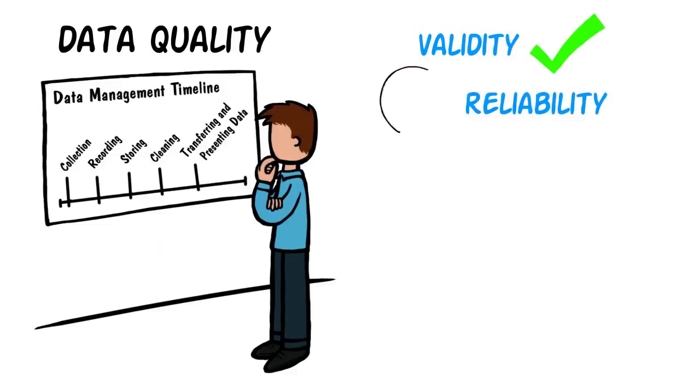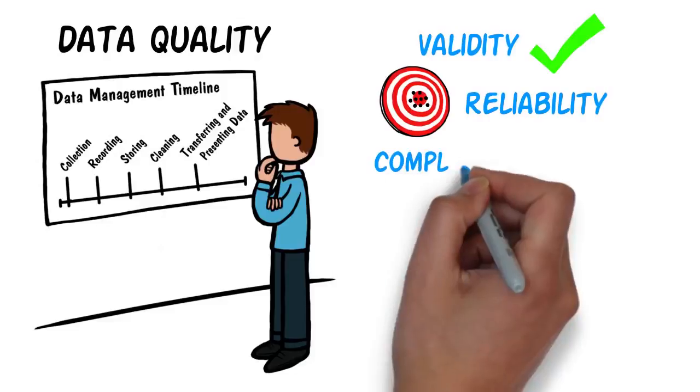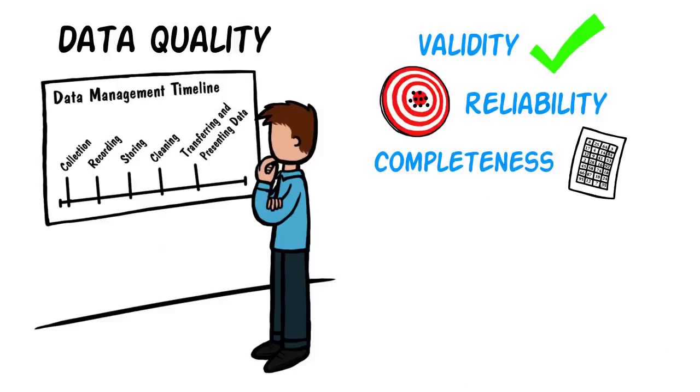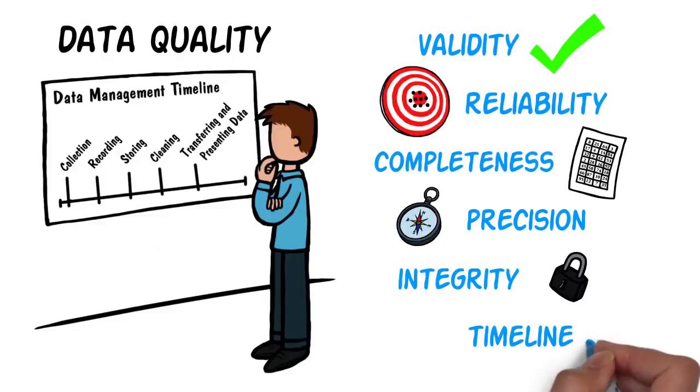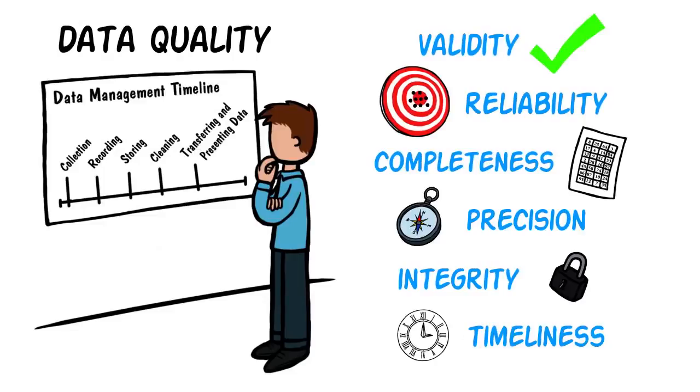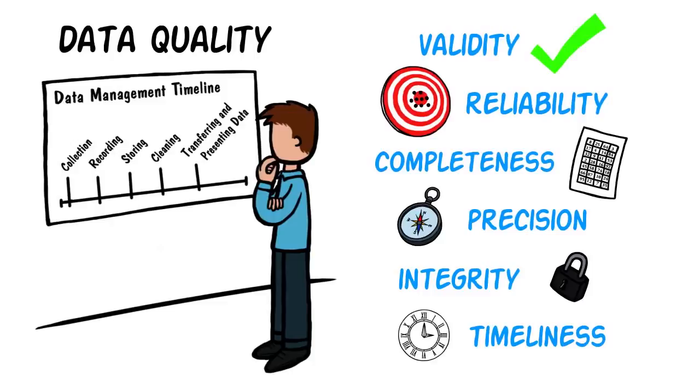Reliability. Are the data measured and collected consistently? And will the results be the same when measurements are repeated? Completeness. Are the data sufficiently free of gaps? Precision. Is there enough detail and specificity? Integrity. Are the data protected from deliberate bias or manipulation? Timeliness. Are the data up to date and available on time? Mistakes in data collection can lead to unusable data or invalid findings and can mislead decision-makers.